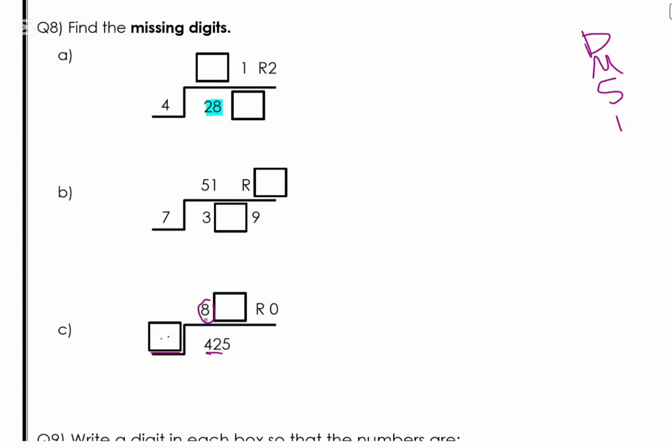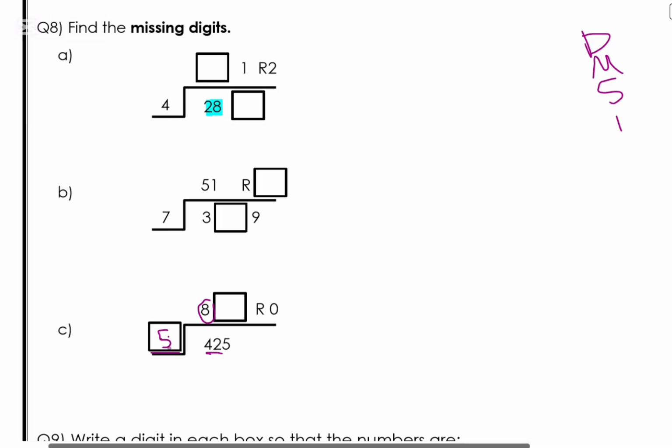42 divided by a number equals 8. What do you think? Is there a number I multiply by 8 to get 42? Actually, no. Okay, but let's look for a number close to 42 and less than it. What about 8 times 2? It's 16. 8 times 3, 24. What about 8 times 7? 56. No, it's greater than 42. What about 8 times 6? 48. So 8 times 5, yeah, it's going to be 40. So let's try it. Let's put 5 here and see.